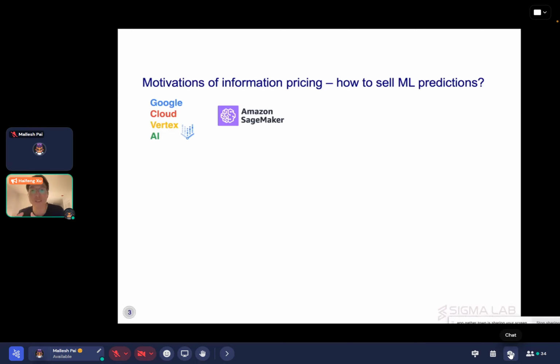One of the major motivations I'm interested in it is because it's very closely related to how to sell machine learning predictions, which, as you could imagine, is on the way of becoming a very big problem. In fact, there are already very large commercial platforms that sell machine learning models and machine learning training services, as well as machine learning predictions. Two prominent examples are Google Cloud Vertex AI, which is a machine learning service platform where you can buy those ML services. Another competing large platform is Amazon SageMaker. These are just two examples, and there are many smaller platforms as well.